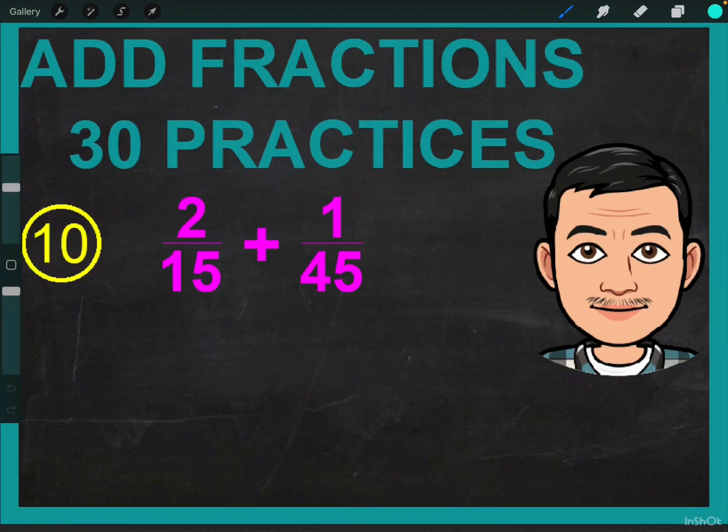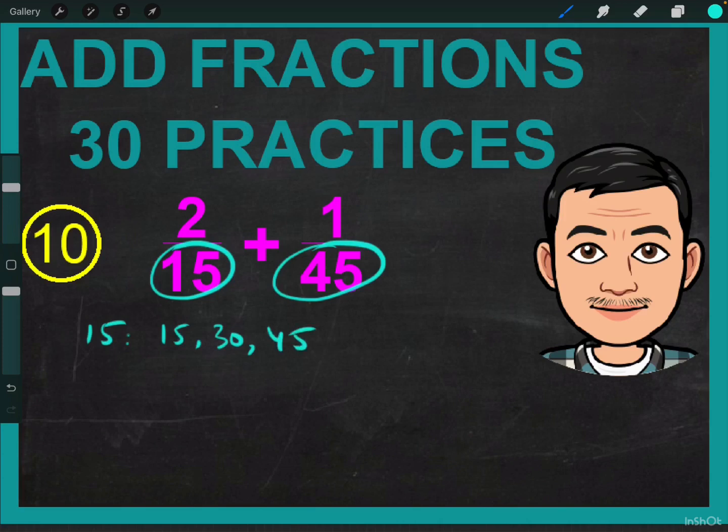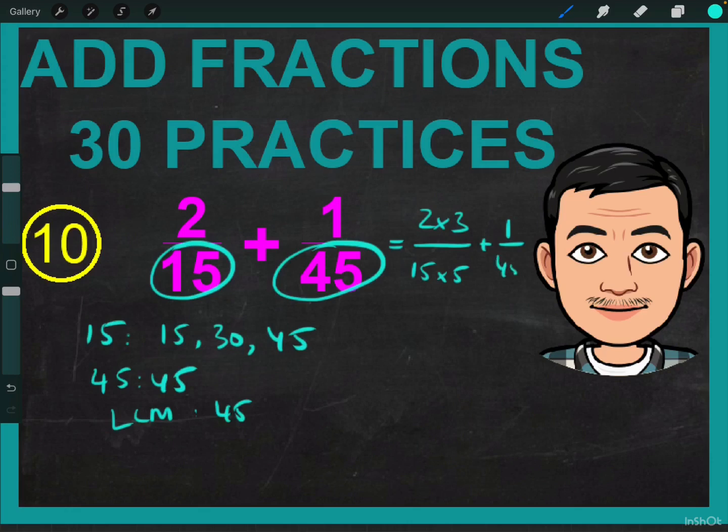Practice number 10. Two fractions have different denominators, 15 and 45. We go ahead and find the LCM. 15, 30, 45, and the second number is 45. The LCM of 15 and 45 is 45. So for the first fraction we will multiply 3 to both denominator and numerator, 15 times 3, and the second fraction we just keep it the same.